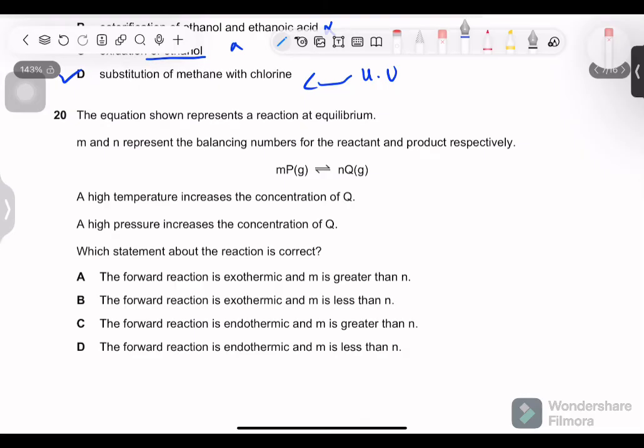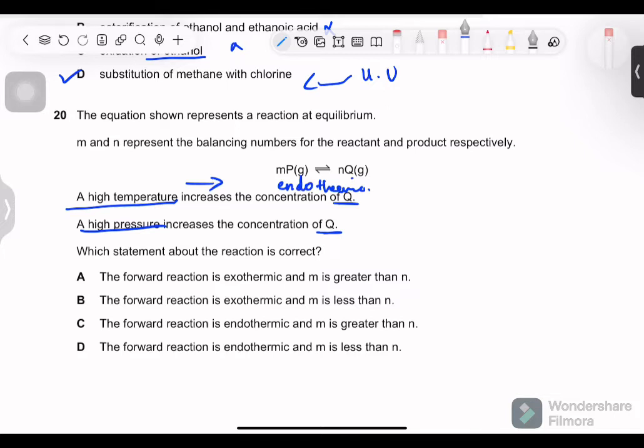The equation shown represents a reaction at equilibrium. M and N represent the balancing numbers for the reactant and product respectively. A high temperature increases the concentration of Q. A high pressure increases the concentration of Q. This is a question in which all your equilibrium concepts are tested, so you should be very solid with them. A high temperature increases the concentration of Q, meaning that a high temperature moves the equilibrium towards the right, meaning that the forward reaction is endothermic.